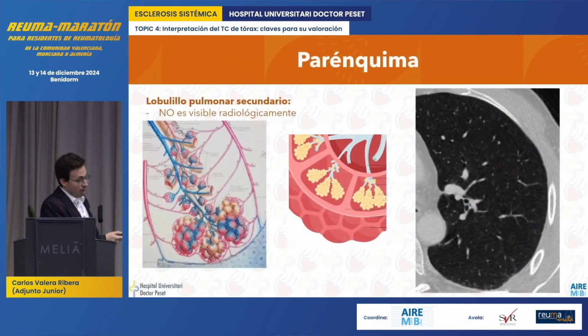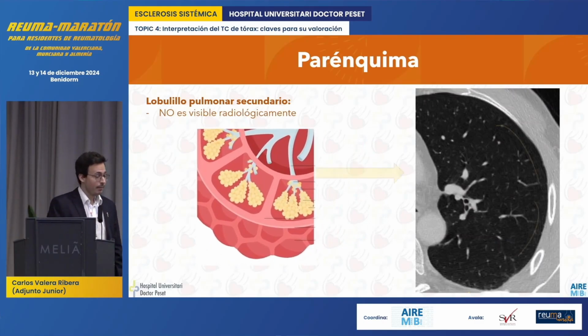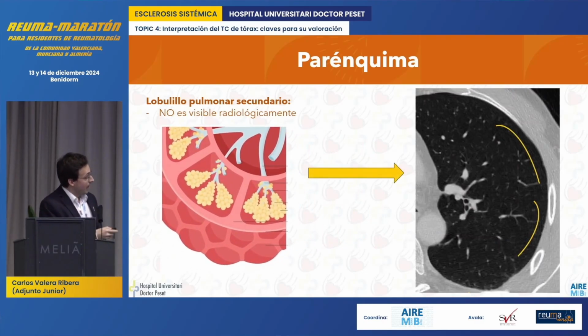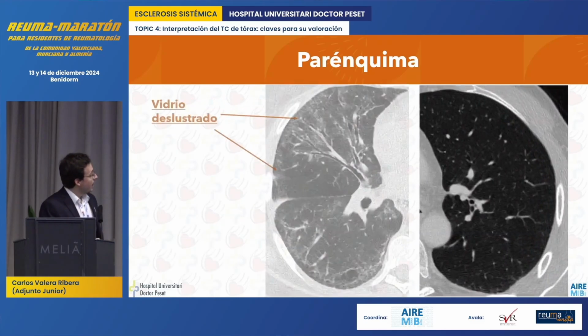To define how to read an HRCT, what's important is that this entire outer area, in theory, we shouldn't be able to see anything. Why? Because it's the area of the secondary pulmonary lobule, as if it were the functional unit of the lung that is not visible radiologically, which would be this entire outer area, right?